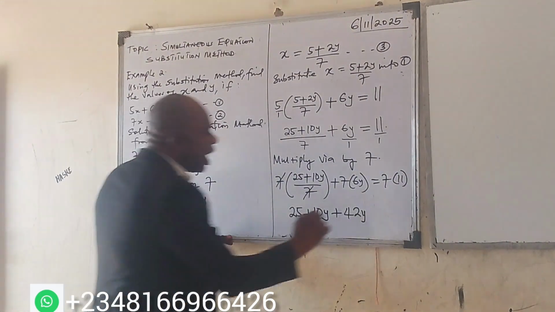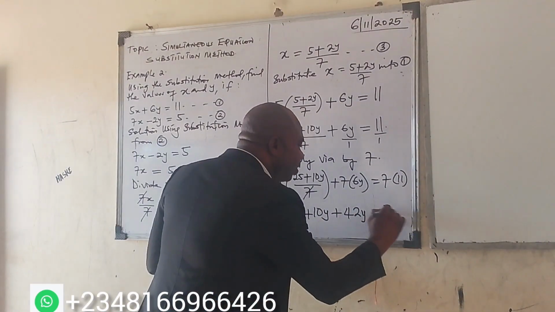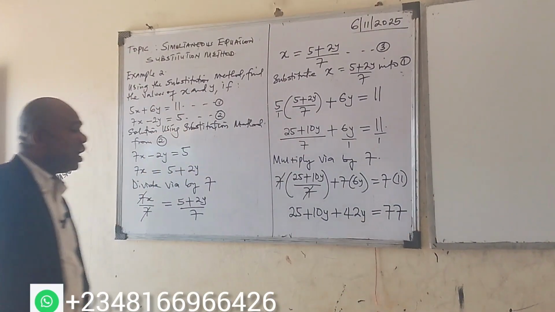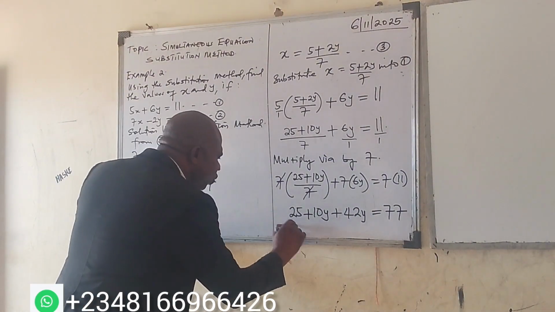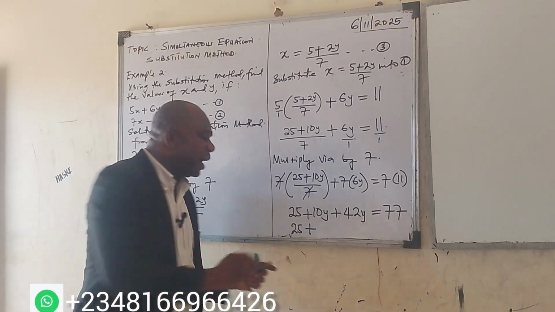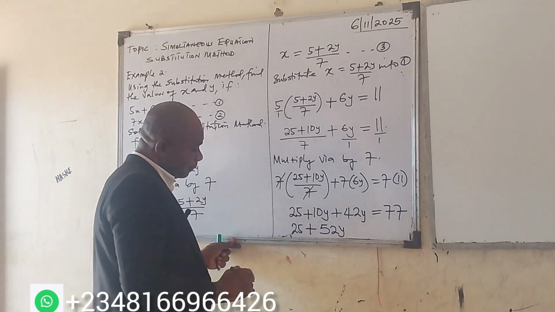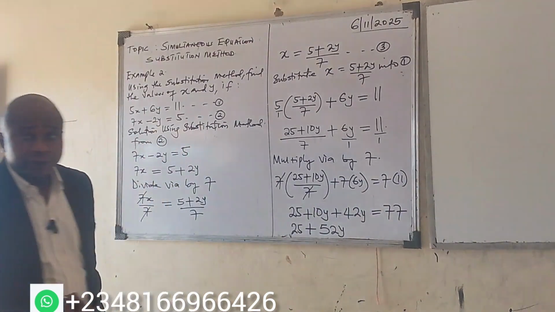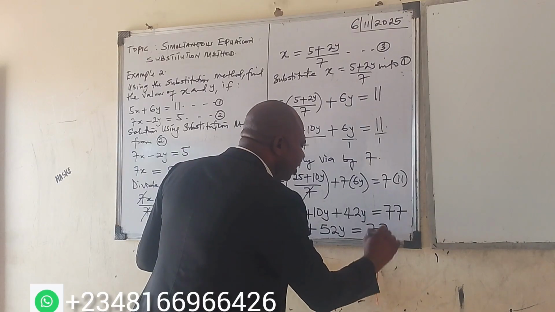So now we have 7 times 11, which is 77. Is that clear? Yes, sir. Good. So now in the same 25 plus, we have 10y plus 42y. Now give us 52y. Now we equal to 77.